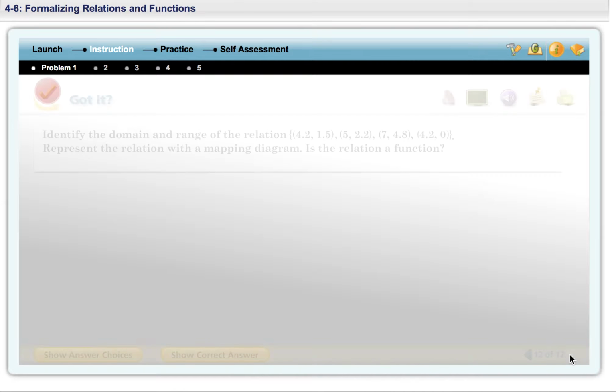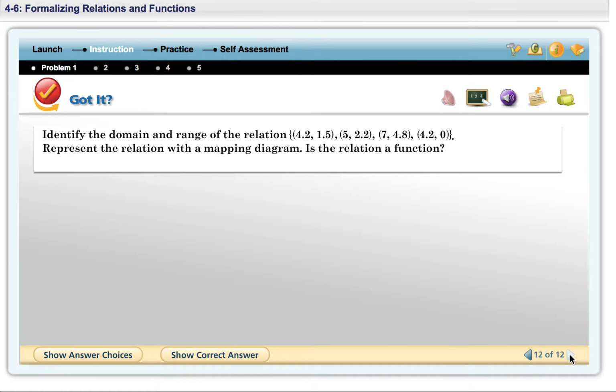So we'll do the same thing here. Go ahead and make yourself a little mapping diagram, see what you get, see if any of the domain values map to two different numbers in the range, and we'll come back and check what you got.